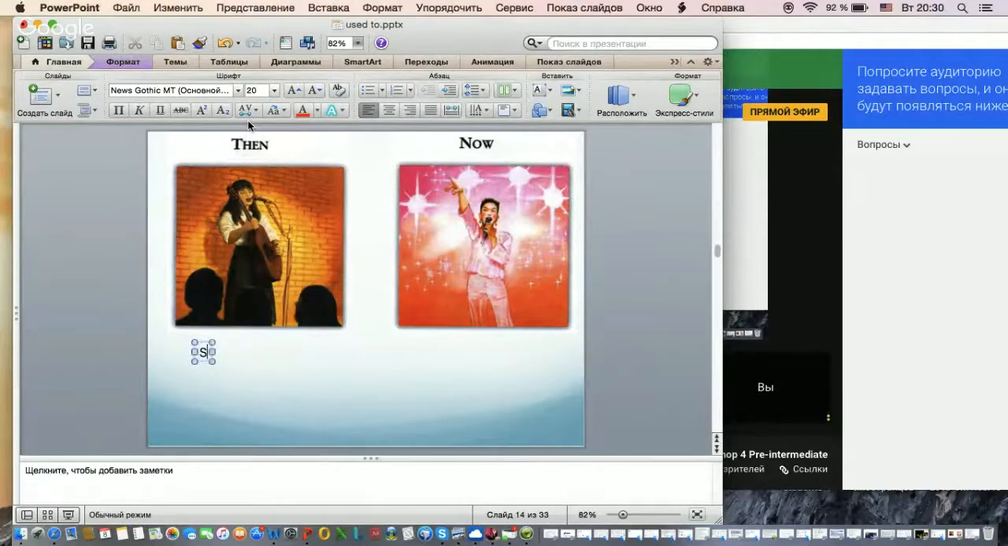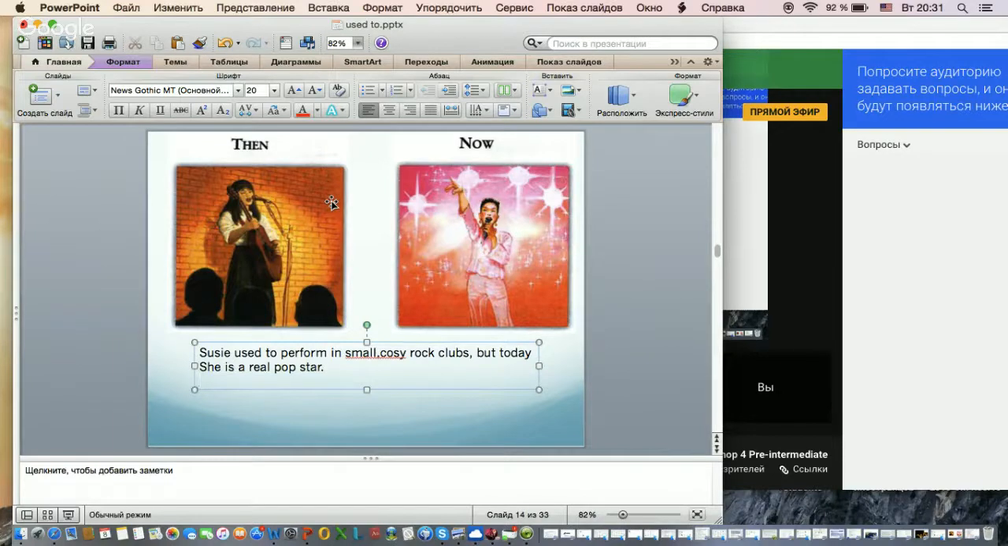So let's call her Susie. So Susie used to perform in small, cozy rock clubs. То есть раньше Сьюзи выступала в маленьких уютных рок-клубах. But today she is a real pop star. Но сегодня, на данный момент, она настоящая поп-звезда.